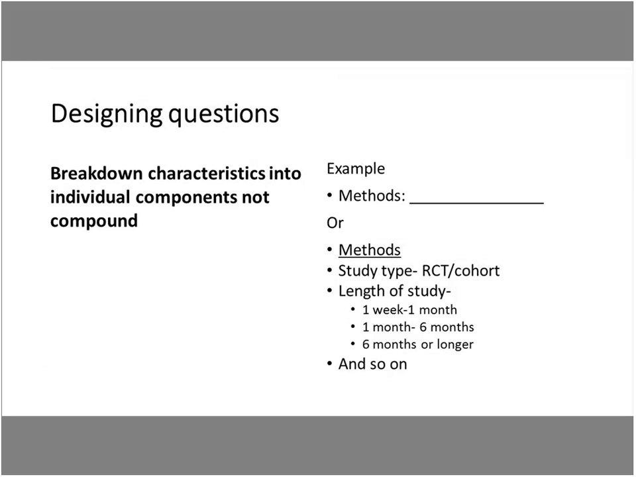It's better to break it down into what is it about the methods that you want to look at. So it could be the study type, randomized control trial, cohort, whatever, the length of the study, who was providing the intervention, all of those different components of the methods. They really need to break it down so that in the end it's the most useful information. And it also is more efficient to do it broken down this way.